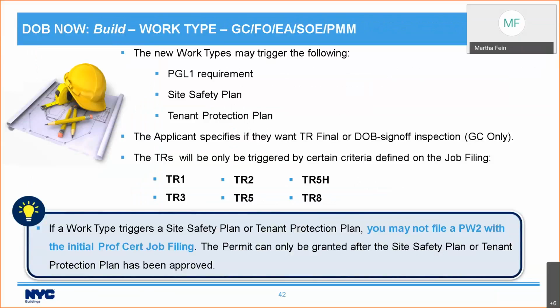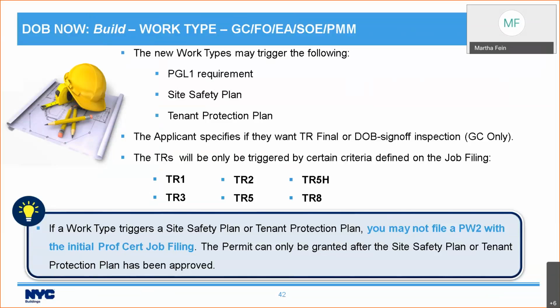Now, any of these new work types may trigger any of the following. They may trigger the PGL1 requirement. That's your general liability. You may trigger a site safety plan. It may trigger a tenant protection plan. One thing to note, if a site safety plan or tenant protection plan is required, you are not going to be able to file your PW2 with the initial ProCert filing. The permit can only be granted after the site safety plan or tenant protection plan has been approved.